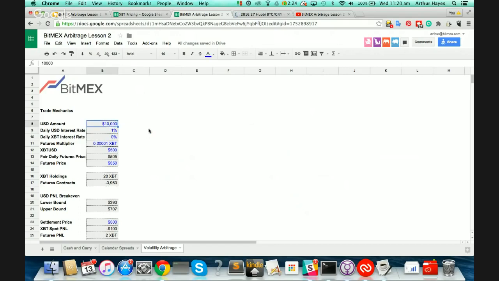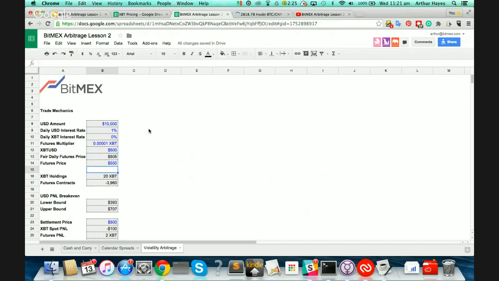So first of all, again, we have 10,000 US dollars, and we're going to borrow that to buy some Bitcoin. Assume that it costs us 1% per day to borrow this money. And there's no borrowing or lending rate for Bitcoin. Again, for our Quanto series, the futures multiplier is 1,000 Satoshis. And here we have a spot price of $500, our fair price using the 1% per day borrowing cost, and then our futures price of $550.